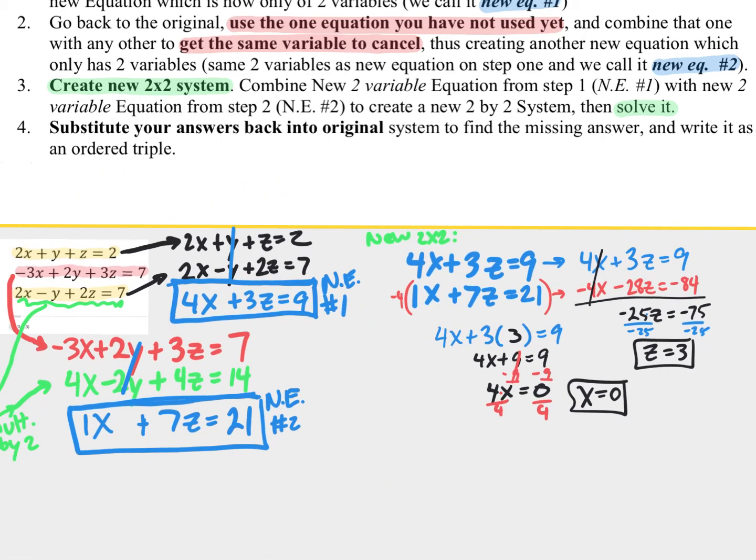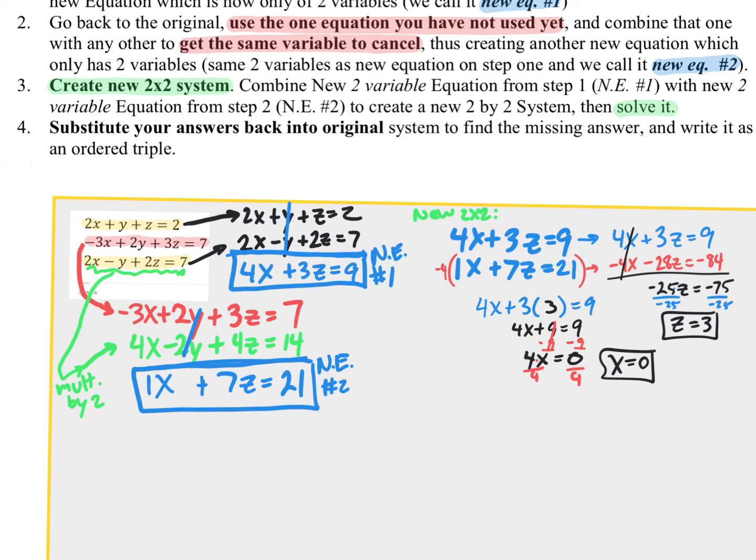So once again, let me just go through the steps. And check it out, guys. Step 1 was to pick 2 and create new equation number 1 by getting a variable to cancel. We did that. Step 2 was to use the one you have not used and get the same variable to cancel. We did that. Step 3 is to create your new 2x2 system and solve it. We did that. And now step 4, substitute your answers back in the original. I only have 2 answers. We're going to take the x equals 0, the z equals 3, and plug it back into the original. That way we could find what y is.